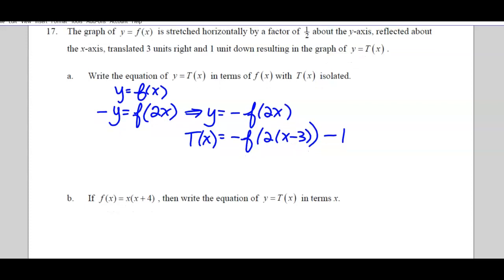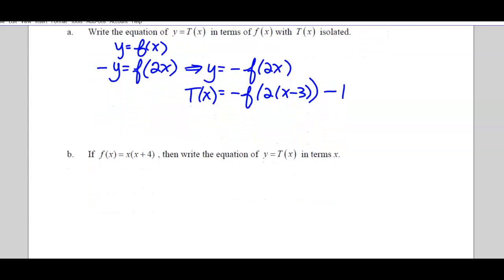When you look at the next part of the question, it says if f of x equals x times x plus 4, then write the equation of y equals T of x in terms of x. So that means I now can use this function notation. We've done this a number of times already. Use this and substitute in here. Use your knowledge of function notation. Or you can take this and do all of those transformations on this function within it. But there is more than one way in case you don't like function notation. But if you're in Math 30-1, you can't not like function notation because you can't get away from it.